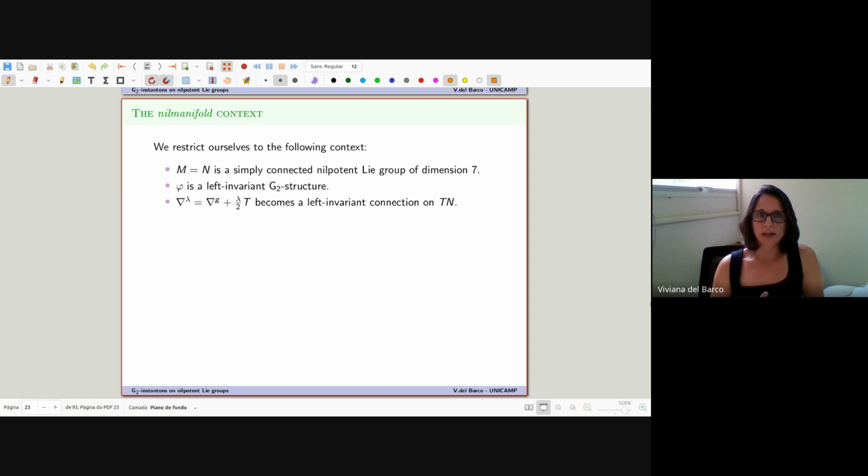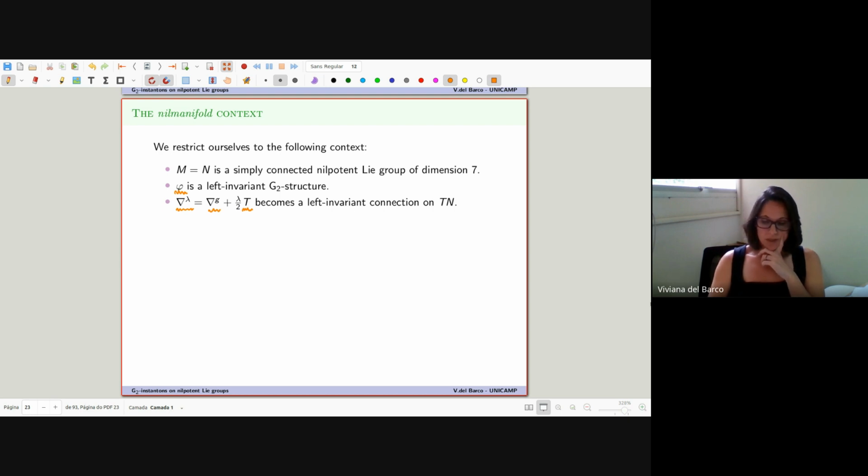So for me, M will be a simply connected nilpotent group of dimension 7. Phi is a left-invariant G2 structure. That means that it's preserved by left translations. And in this setting, remember that when you have phi, you compute T. Then since phi is left invariant, T is left invariant, and the metric is also left invariant. In this case, the induced metric by the G2 structure is left invariant. So this connection is left invariant in the sense that left translations are affine transformations of the connection.